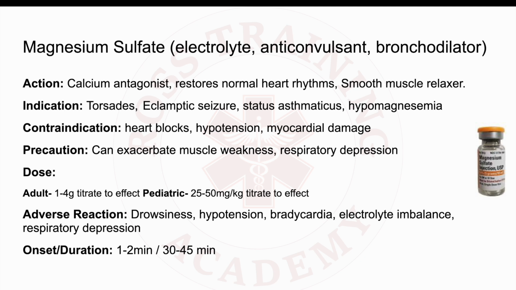Contraindications, so like heart blocks, hypotension, myocardial damage. Precautions, it can exacerbate muscle weakness, and then respiratory depression as well. The dose is going to be 1 to 4 grams titrated to effect for an adult, and then for a pediatric, 25 to 50 milligrams per kilogram, titrate to effect.